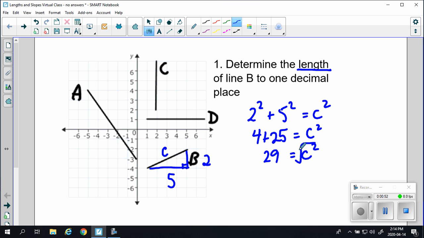And we would have to root both sides. Now, normally when you root both sides, you are going to get a positive and a negative answer, so 2 different answers. But in this case, we only care about the positive answer because you cannot have a negative length. And it asks us for 1 decimal place, so in my calculator, I'm getting that c is equal to 5.38 dot dot dot. And so you would be expected to round that correctly to 5.4 units.